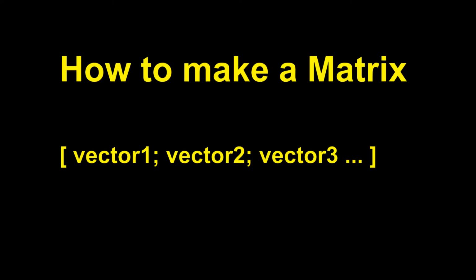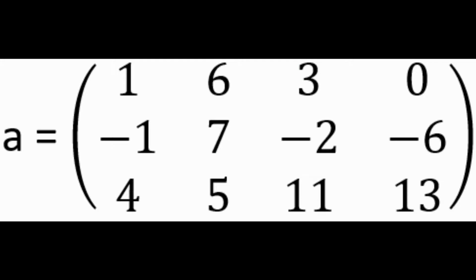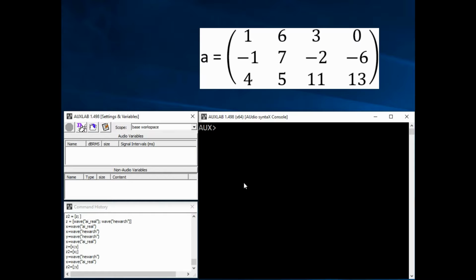You can make a matrix using brackets and semicolons. In the last video, we covered stereo signals using brackets and semicolons. They were audio data. Now, let's talk about non-audio data. Suppose we want to make this 3x4 matrix.